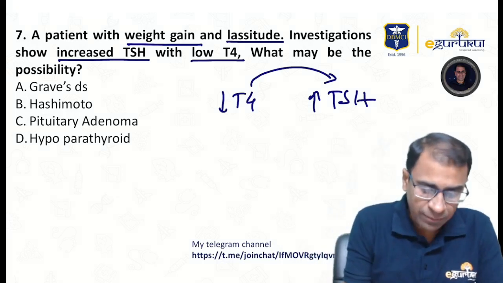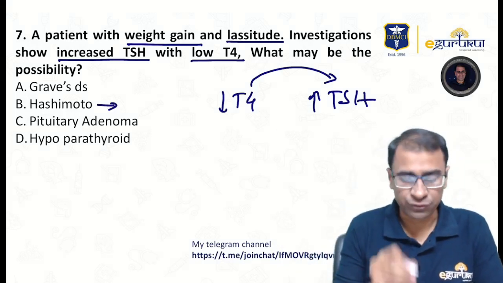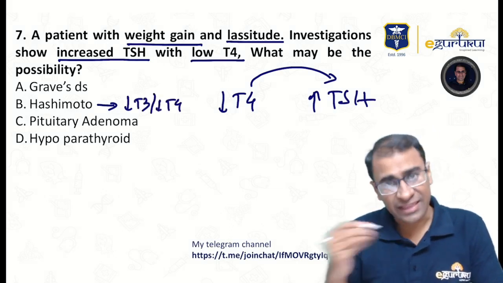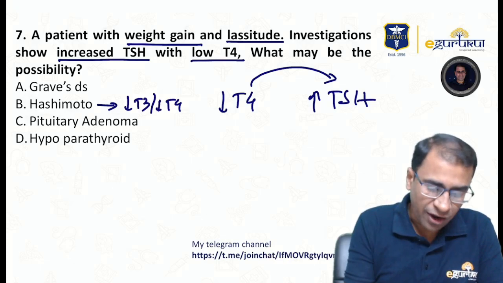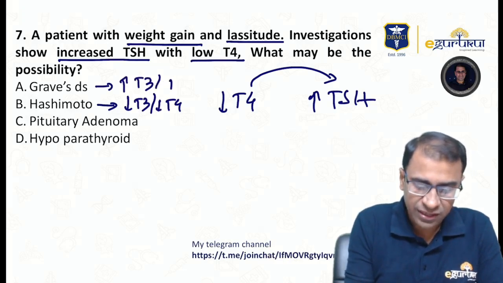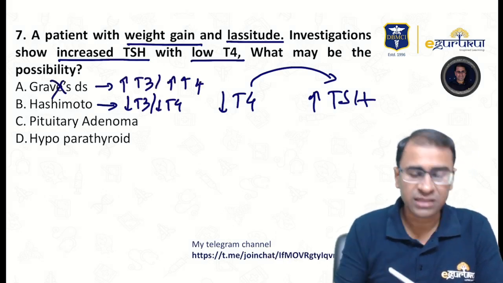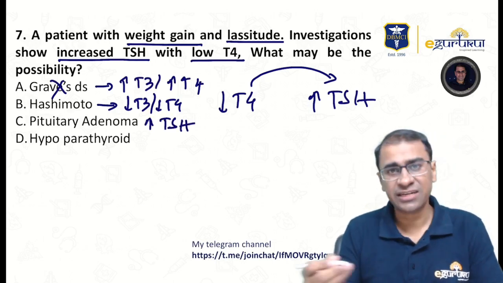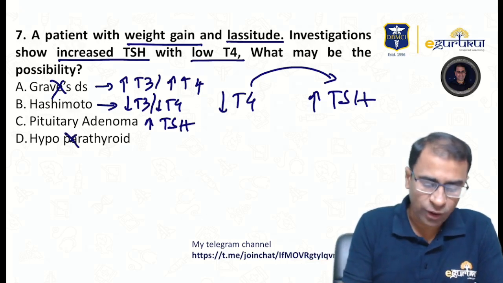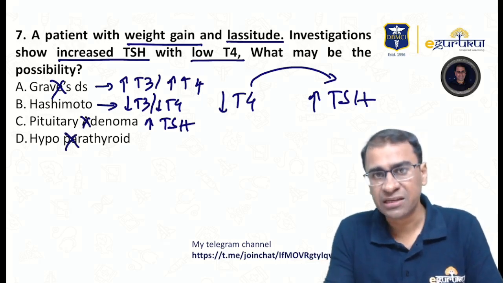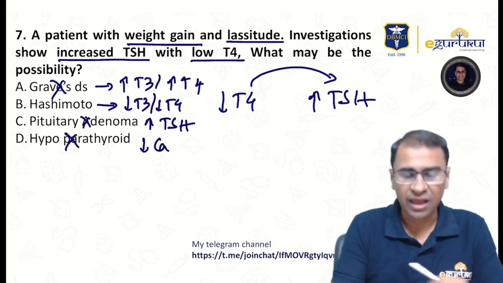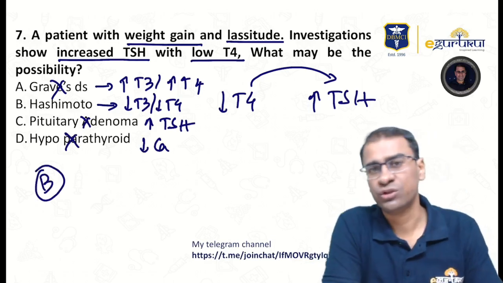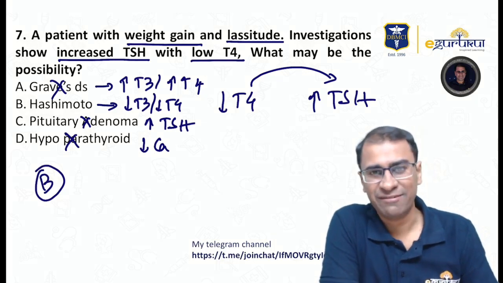That means it can be Hashimoto thyroiditis, which will actually show you decrease in the T3, decrease in T4, and that causes increase in TSH. But Graves' disease will show you increase in the T3, increase in T4, and hence can't be the answer. Pituitary adenoma will have an increase in the TSH, and hence it can't be the answer. Hypoparathyroid has nothing to do with the thyroid. It basically is just a decrease in the calcium, which is often seen here. And so clearly the answer is Hashimoto. There is no other possibility in the given question.